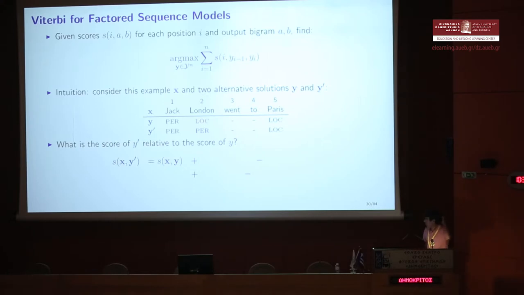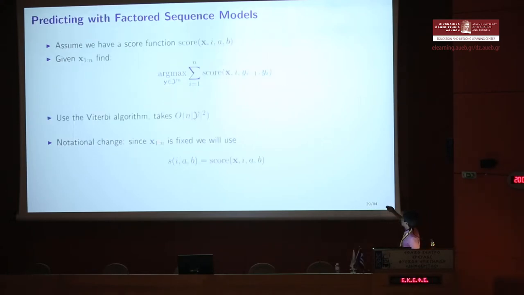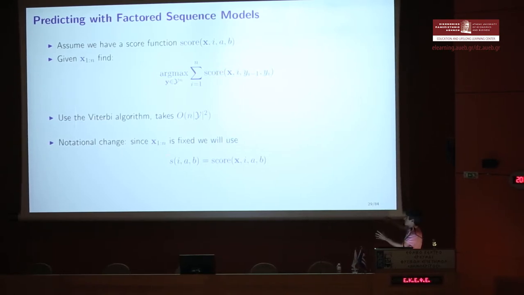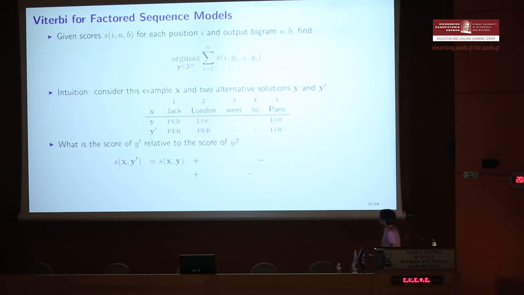So I'm going to make a change. Instead of writing the scores at each position many times, I just say the model is fixed, the sentence is fixed, and what matters now is each position and its bigram. So I'm going to use this notation instead. Given the scores, all of them are computed. I have a model, I have a sentence, and I have all these scores. You can think that they are in a matrix or list, indexed. Given all this, I want to find the full y that maximizes this sum.